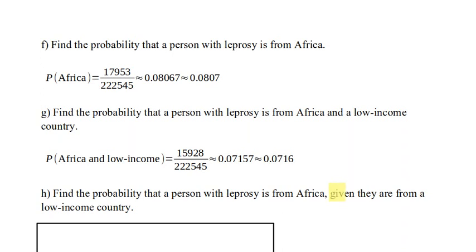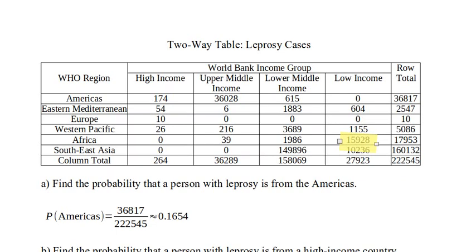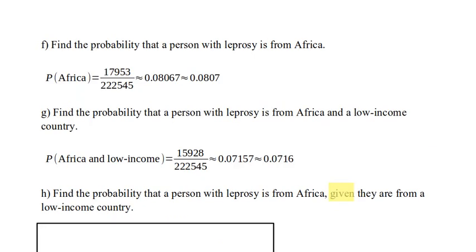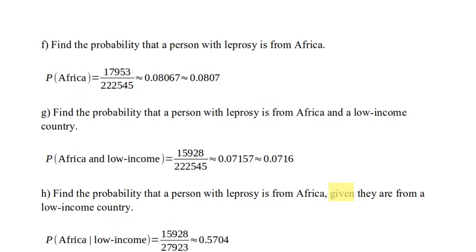Find the probability that a person with leprosy is from Africa given that they're from a low-income country. So we're now doing a conditional probability. We're only looking at the folks who live in low-income countries. So when we go back here, we are only looking at the numbers for folks from low-income countries, namely 27,923, and there's Africa at 15,928. You've got it in front of you. So when we click back, those same two numbers will appear, and there they are. The number of low-income folks from Africa over the total percentage of African sufferers.